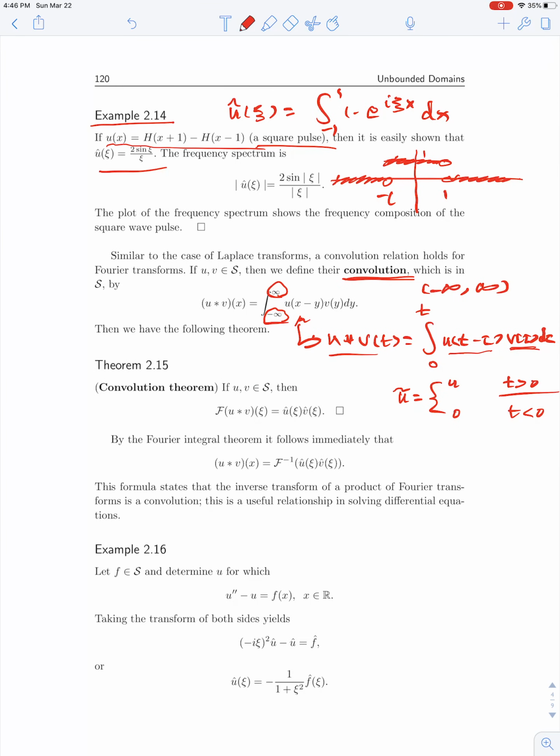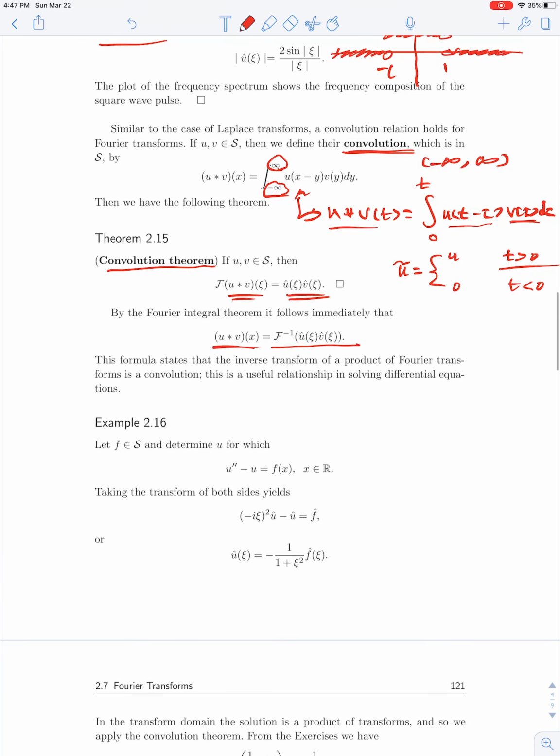Now, we also have a convolution theorem, as in the Laplace transform case. Under the Fourier transform, the Fourier transform of the convolution is the product of the Fourier transforms of each individual function, and likewise the inverse transform of the product in the phase variable is the convolution, in this case in the spatial variable.